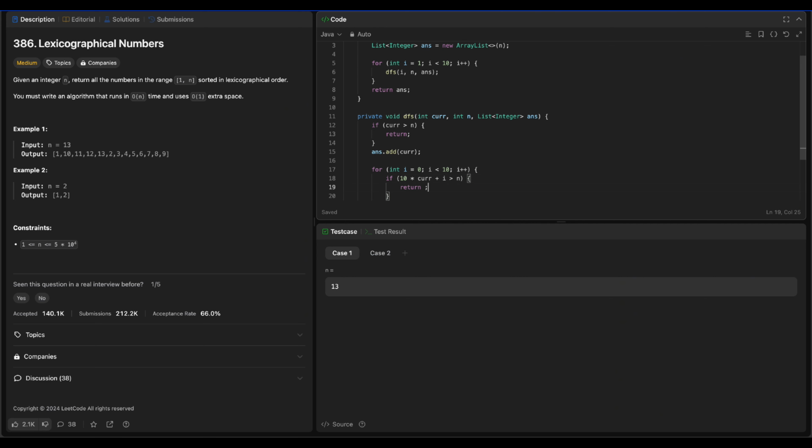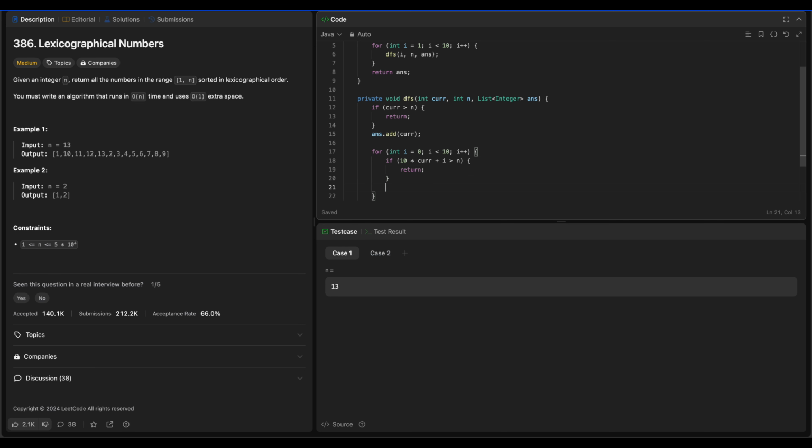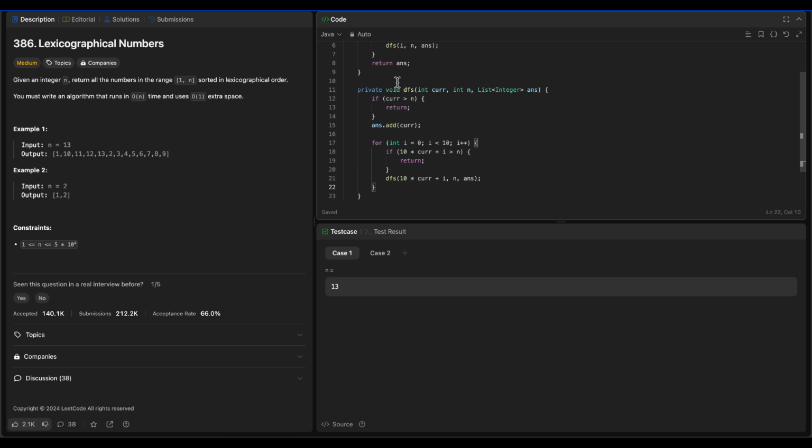And what will be the child? So for going deeper, we will do 10 into current and we will do plus i to get all the siblings. Otherwise, we will go deeper. So we will just pass in the next number as current. So it will be 10 into current plus i and we'll pass in n and answer as always. That's it. And now let's run this code. Let's submit this code. Cool, it beats 100%, but again, we don't trust these numbers.